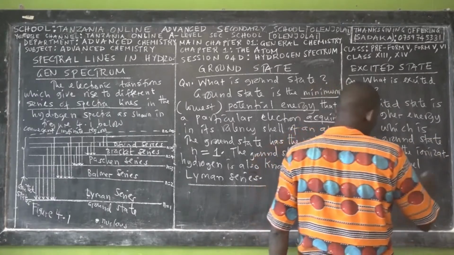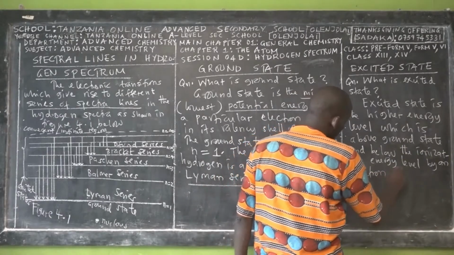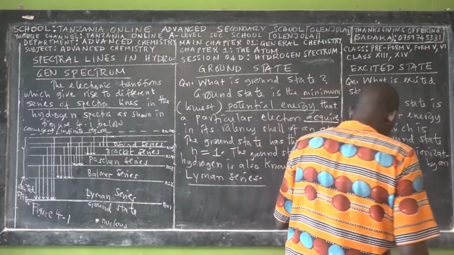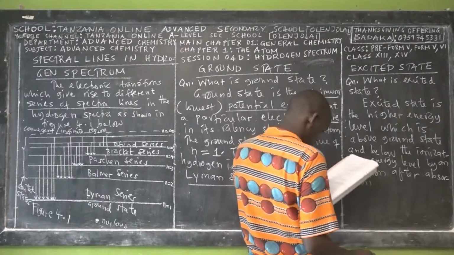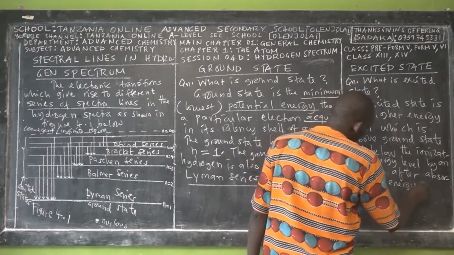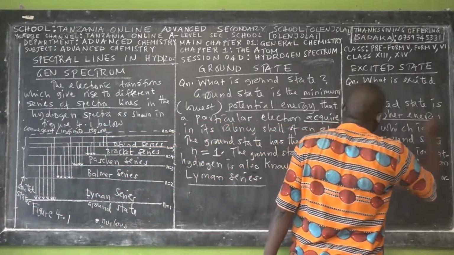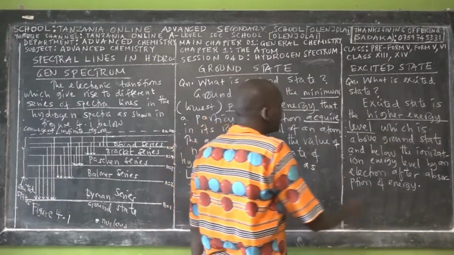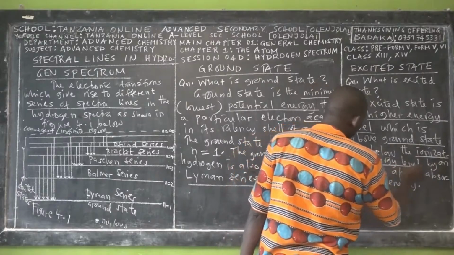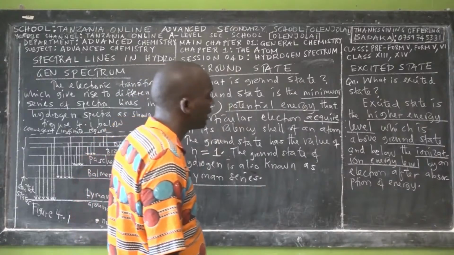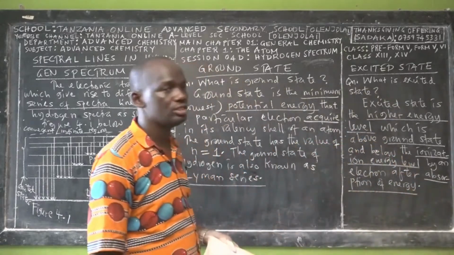reached by an electron after absorption of energy. Excited state is a higher energy level. So this is the higher energy level, which is above the ground state, which we have already defined, and below the ionization energy level, reached by an electron after absorption of energy. That is the meaning of excited state.